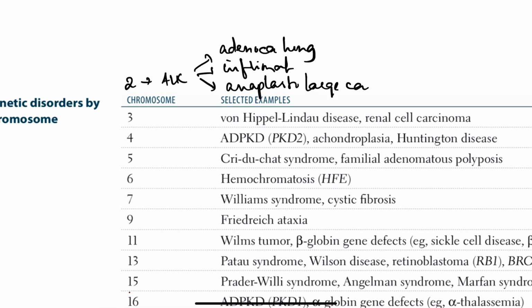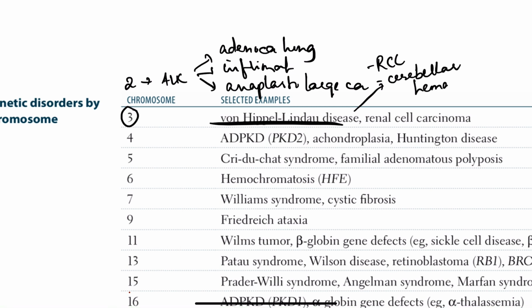Alright, next comes chromosome 3, where you have von Hippel-Lindau disease and renal cell carcinoma. So von Hippel-Lindau contains RCC, which is clear cell type, and you have cerebellar hemangiomas, right? So cerebellar lesions and cerebellar hemangiomas, that is the symptoms in von Hippel-Lindau disease. Now talking about everything RCC.